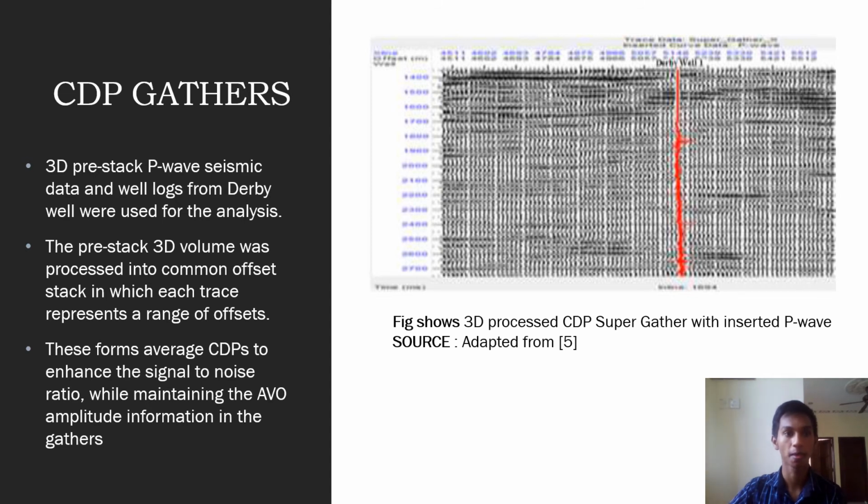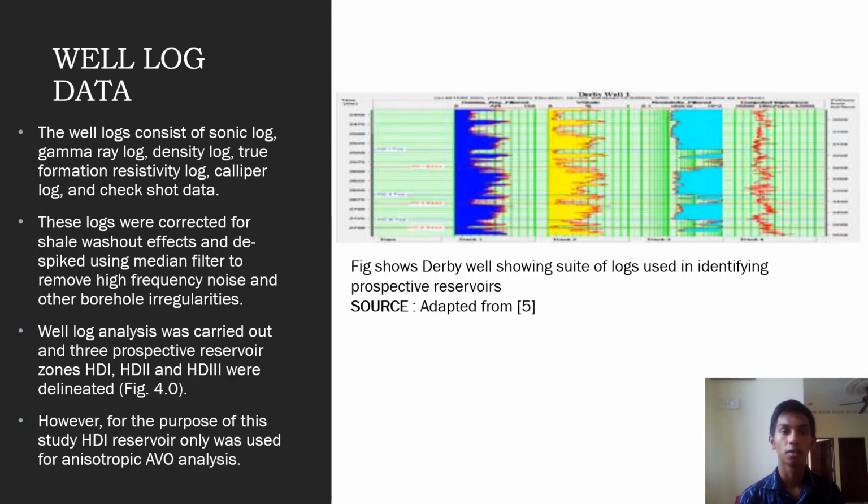Next, the well log data. The well log consists of sonic log, gamma ray log, density log, true formation log, caliper log, and check shot data. These logs were corrected for shale washout effects and despiked using a median filter to remove high frequency noise and other borehole irregularities. Well log analysis was carried out and three prospective reservoir zones were identified: HD1, HD2, HD3. However, for the purpose of this study, HD1 was used for the anisotropic AVO analysis.